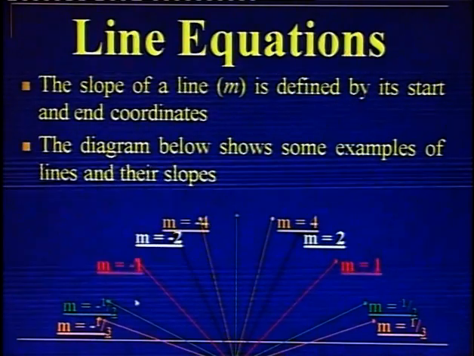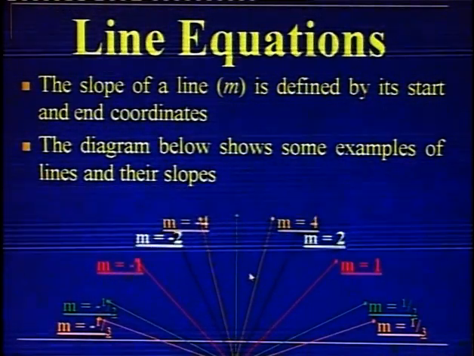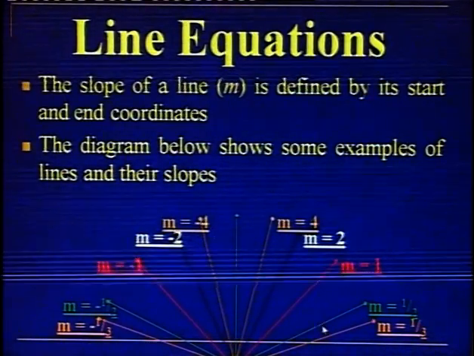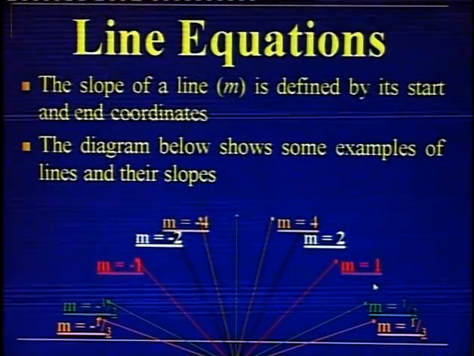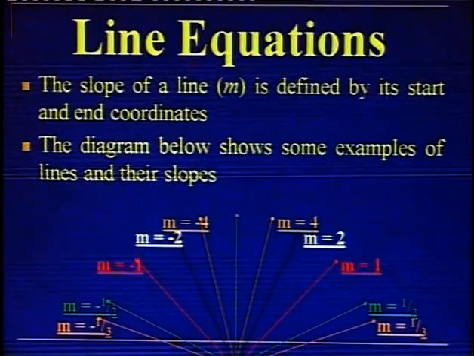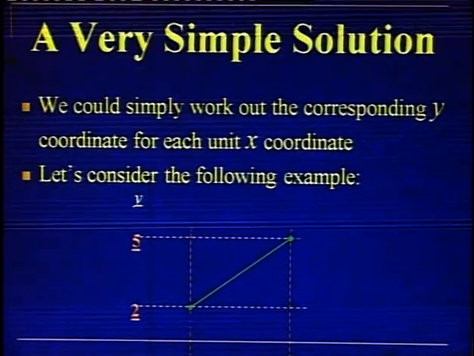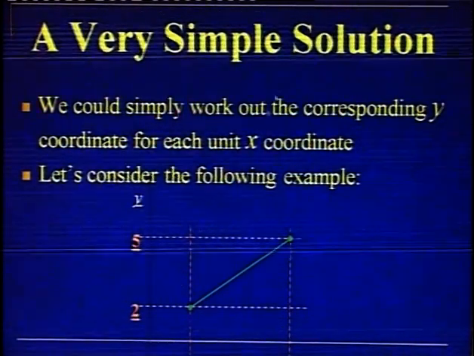As we approach from the 0th value to the 90-degree angle, the value of the slope will increase, the inclination will increase, the angle of inclination will increase. Similarly, in this area, we could simply work out the corresponding y coordinate for each x coordinate.